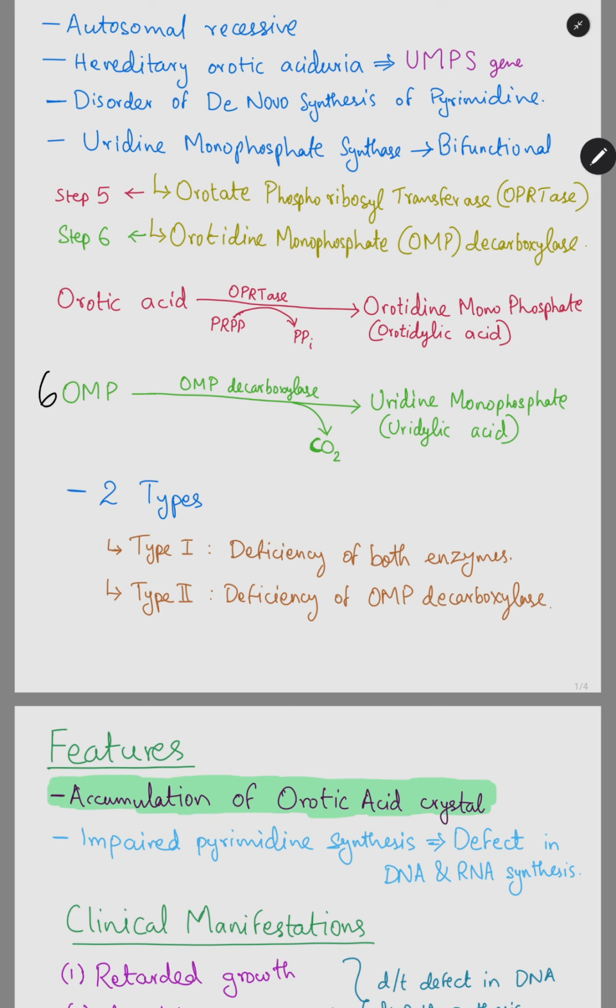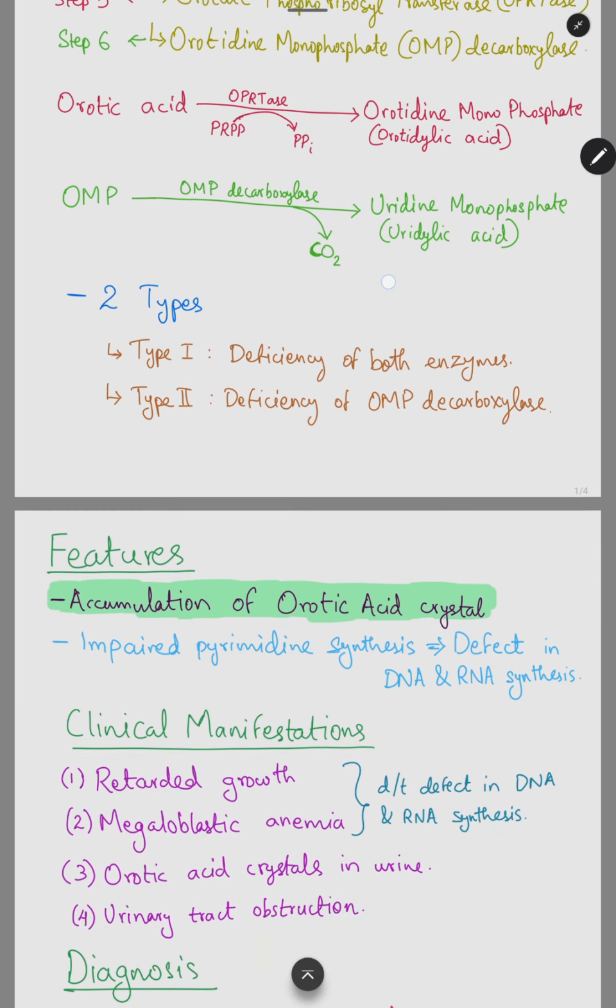OMP, that is orotidine monophosphate, becomes uridine monophosphate, that is UMP or uridylic acid, in the presence of OMP decarboxylase. Since the enzyme is a decarboxylase, a molecule of CO2 is eliminated from OMP and thus we get UMP. So this is the sixth step.